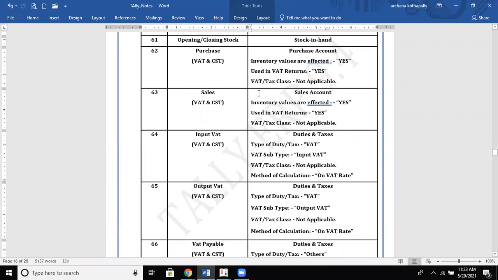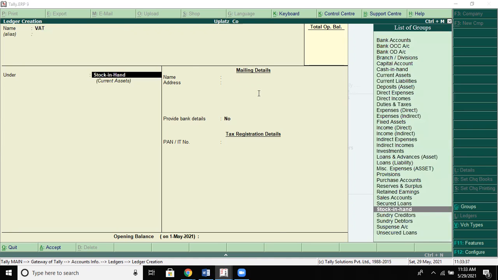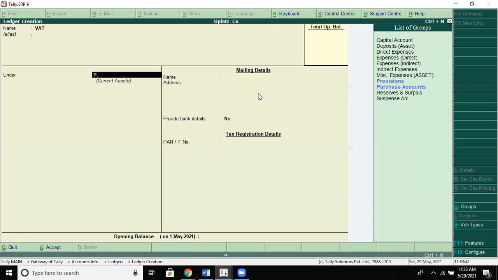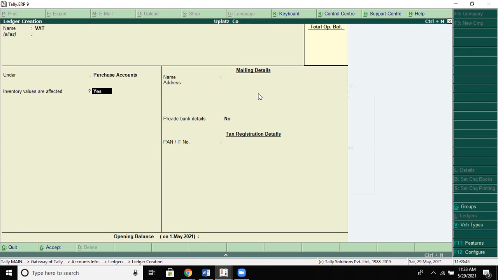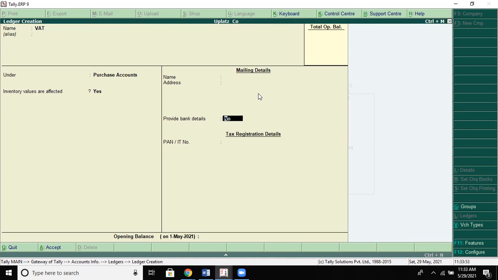Next, purchases. So when you're purchasing, you pay VAT and CST, right? VAT is value added tax. CST is central sales tax. So here inventory values are affected, right? Now, let's say VAT. Okay. So it will come under purchase accounts, make it as a purchase only as of now. Inventory values affected, yes. So you have to go for used in VAT returns.